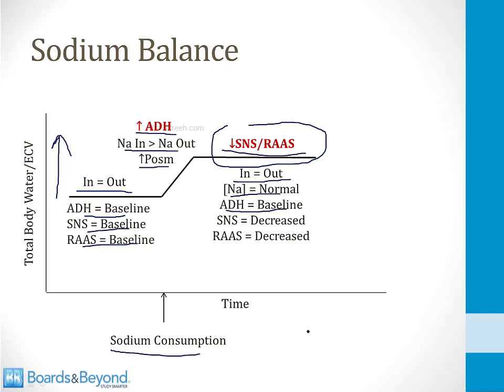So now we have returned ourselves to water and sodium balance, but in order to do so, we had to increase our ECV and we had to get to a state where our sympathetic nervous system activity is decreased and so is our RAS activity.